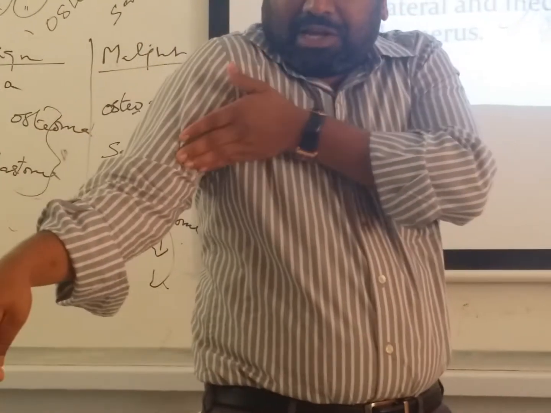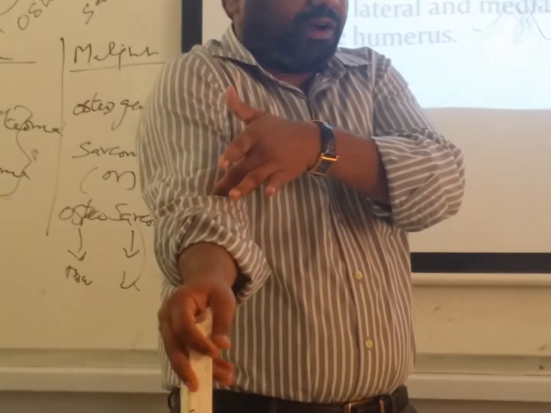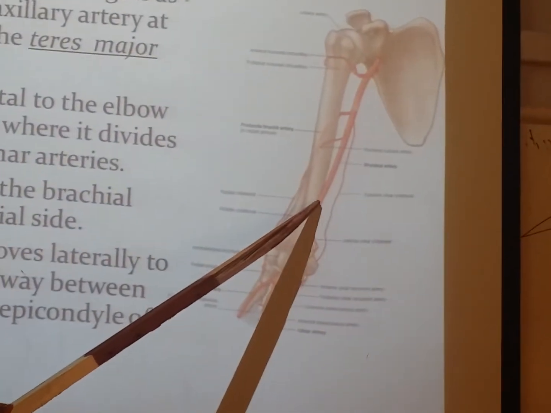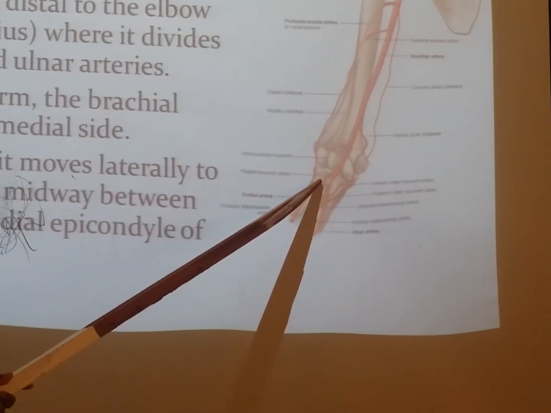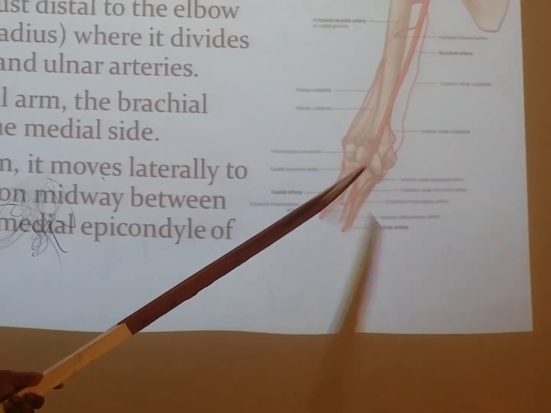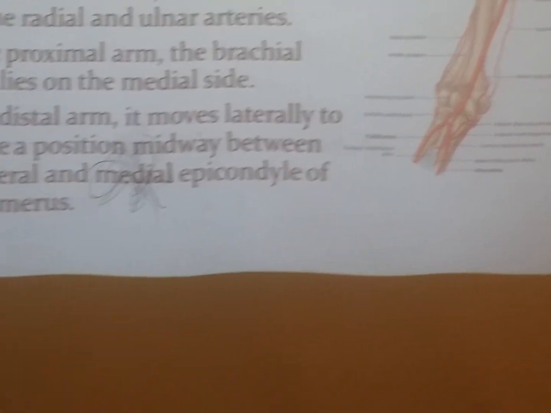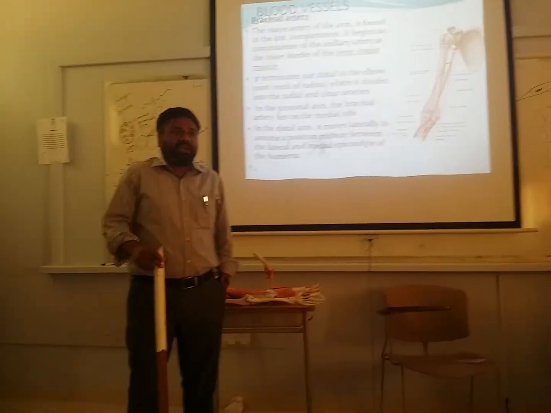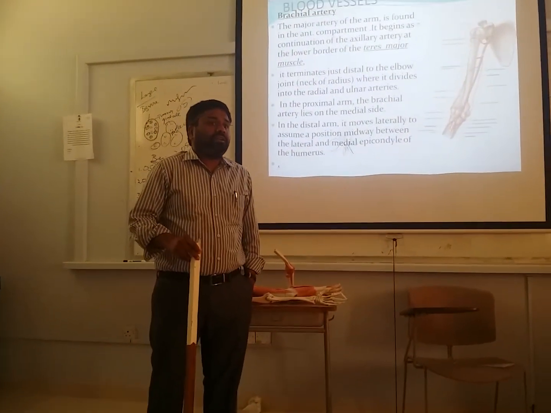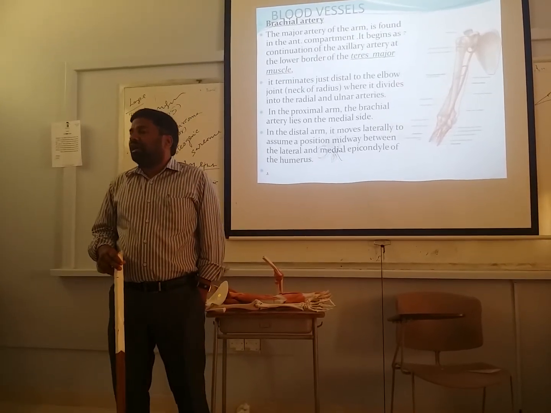It runs medially, then comes to the front and runs in front of the elbow. You can see it here. First it is on the medial side, then comes to the anterior side, and then in front of the elbow. Near the neck of the radius, it divides into two terminal branches: the radial artery and the ulnar artery. It terminates at the level of the neck of the radius into radial and ulnar arteries.